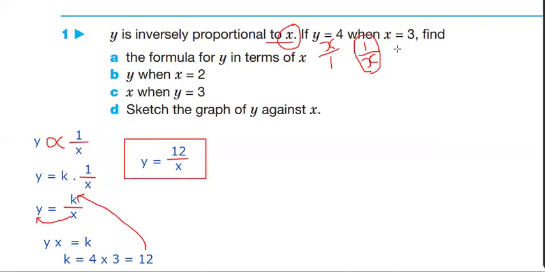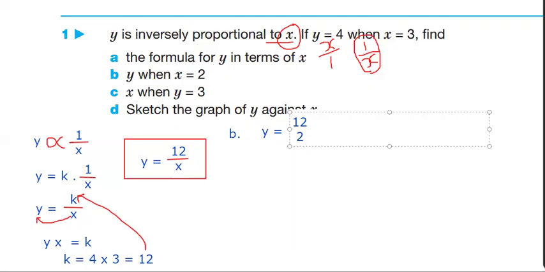Now first, let's take question B here. In question B, find y when x equals 2. I already have the formula, so I'm going to use it. We already know that y equals 12 divided by x here. And here we know that x is 2. This means that y will equal 12 divided by 2.